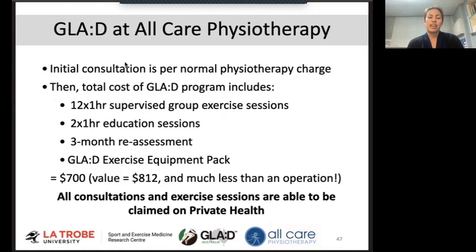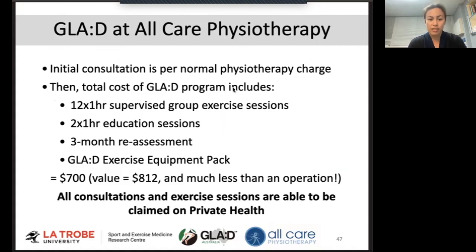So at Allcare Physiotherapy, the initial consultation is per normal physiotherapy charge. Then the GLAD program, you're getting a pack. So you get the 12 exercise sessions that go for an hour, 2 education sessions, your 3-month reassessment, and the exercise equipment pack for $700.